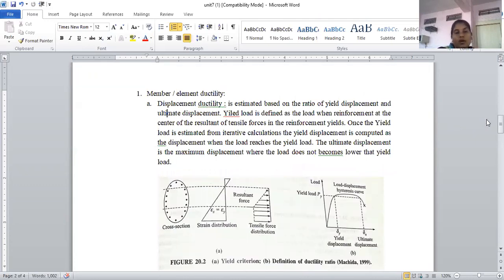This is a very important point for this unit number 7. Your examination is online; for the offline examination, this parameter will be there in each and every examination, because the ductility concept is very important as far as IS 13920 is concerned. Questions will be asked like: what is ductility and how to measure ductility in different ways. Okay, so I request all of you, please write down the first one, member or element ductility.